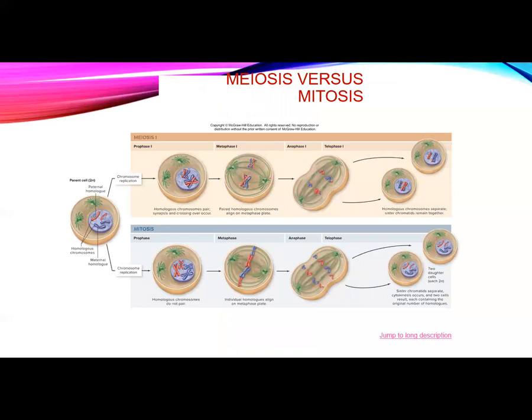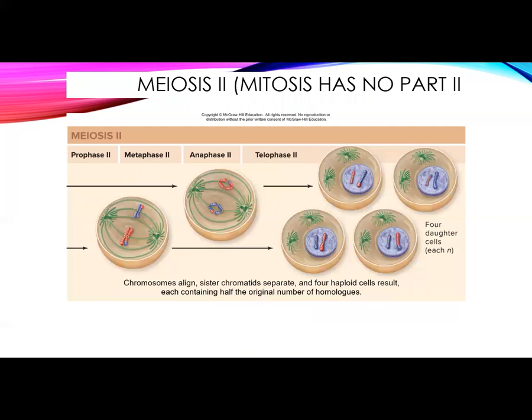So this next slide contrasts the two. Notice that it's showing meiosis 1, which is where the homologous pairs divide up, on the top, versus mitosis, which doesn't involve homologous pairs joining up or separating at all, on the bottom. So meiosis 1 versus mitosis. And then this is meiosis 2. And of course, mitosis has only one set of stages. It doesn't have a part 2. So in meiosis 2, you're going to have the sister chromatids splitting up in cells that are already haploid.